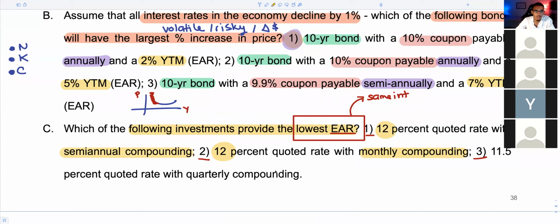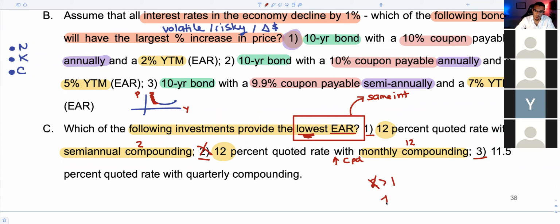If 12% is compounded semi-annually, it means that it's compounded twice per year. And if it's compounded for number 2, compounded monthly, it means that it's compounding 12 times per year. So between 1 and 2, which one will have the highest effective annual rate? Which one? Let's ask everybody. 2, right? Because it has more compounding periods. So for sure, number 2 is wrong, right? Number 2 cannot be it because we're looking for the lowest EAR, right? So number 2 is bigger than number 1. So 2 is bigger than 1, therefore 2 is no good.